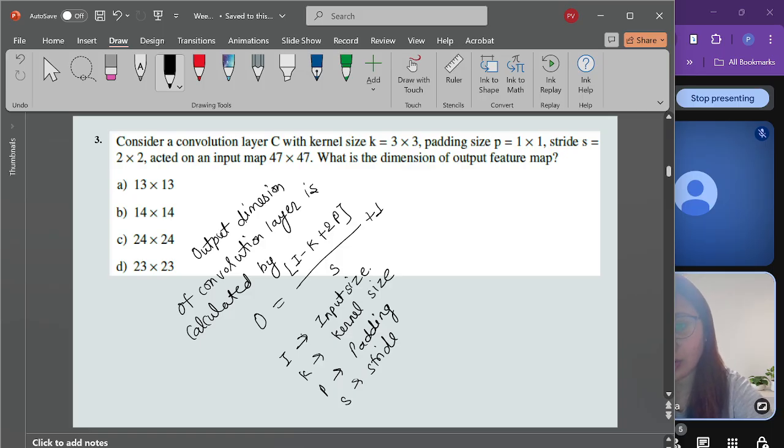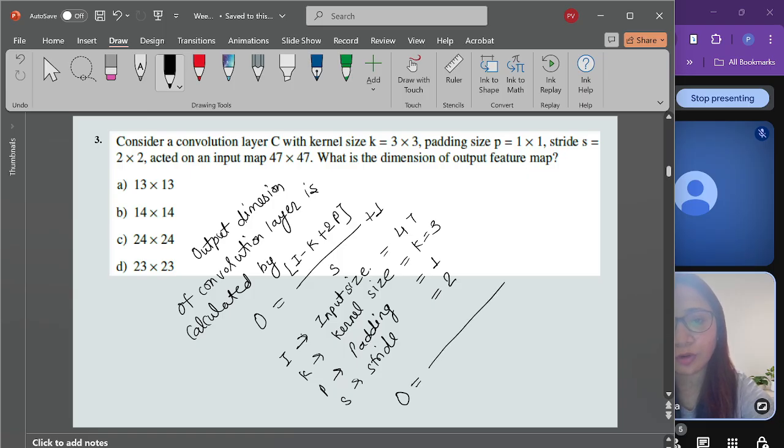Okay, so here I is already given as the input size, 47, right? Our kernel size is given as 3 cross 3, so 3. Padding is also given, that is 1 cross 1, so you can take 1, and stride is also given 2 cross 2, so it is 2. So you just need to put all these values in this formula and calculate.